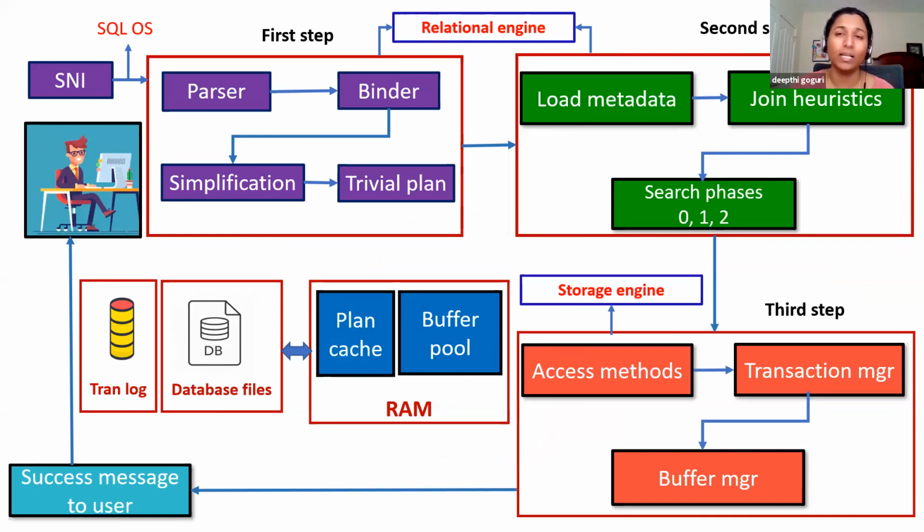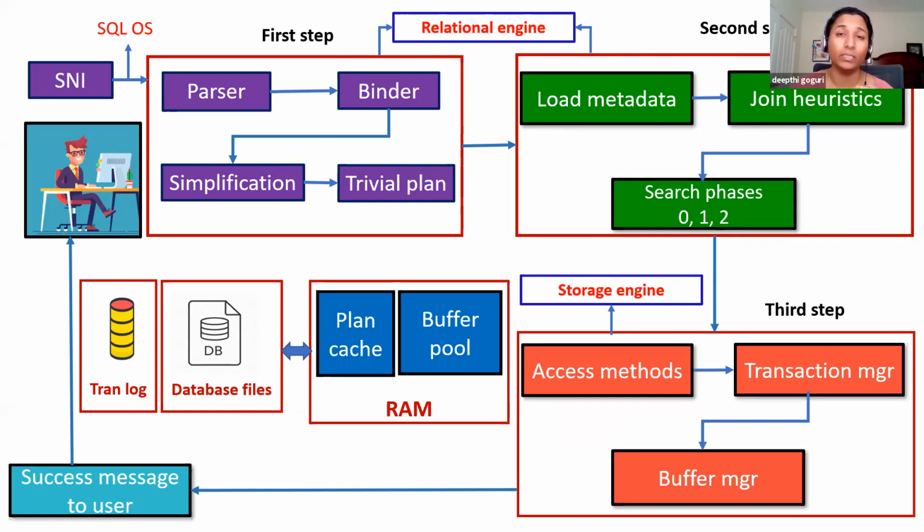All it needs is like query definition, table definition, very simple things. But when you come to the second step, it contains the components load metadata, join heuristics, and search phases. Now, all these components from the second step require most of the metadata to process any query. Now, when you come to the third step, it contains the components access methods, transaction manager, and buffer manager.